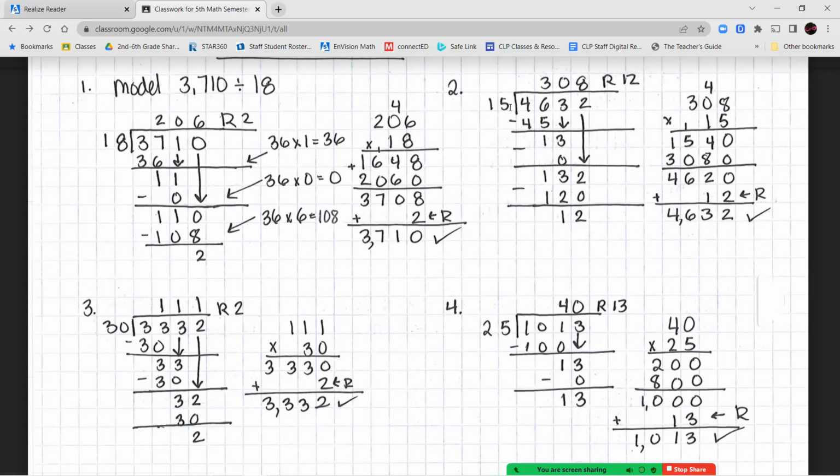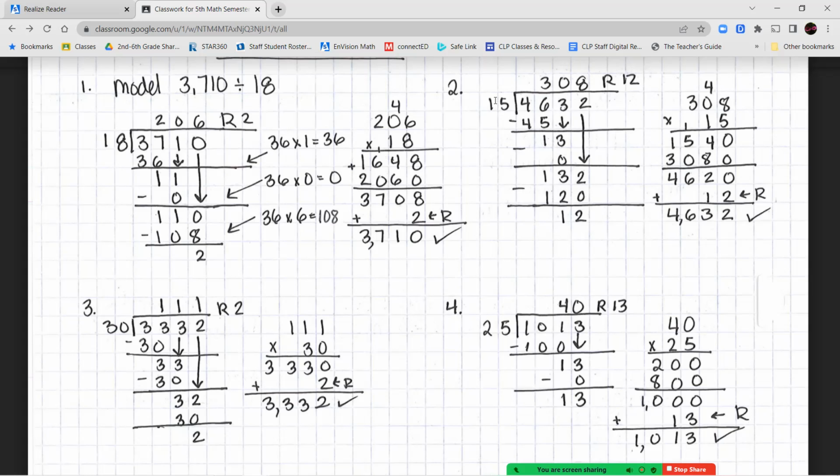For number 2, 4,632 divided by 15. So I can't put it in, there's no groups of 15 in 4, so I'm going to look at my 2 digits together. There's 3 groups of 15 in 46. So 15 times 3 is 45. I subtract that and I'm left with 1. I drop my next digit, so now I have 13.